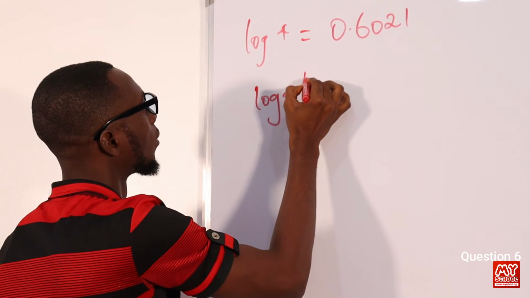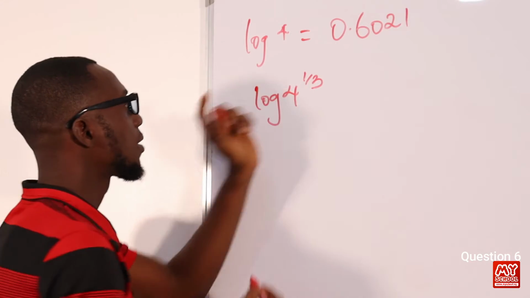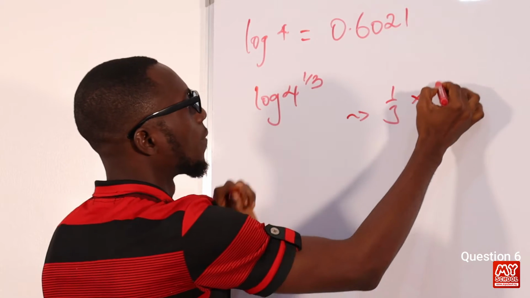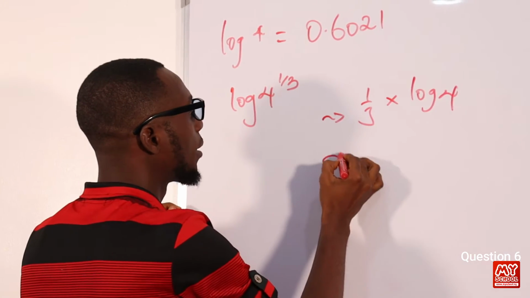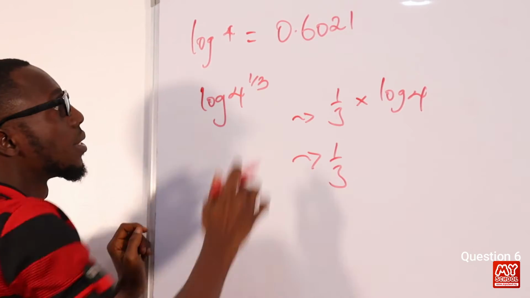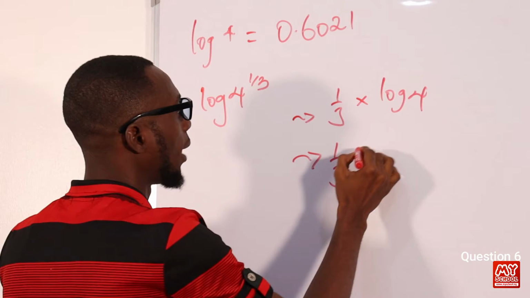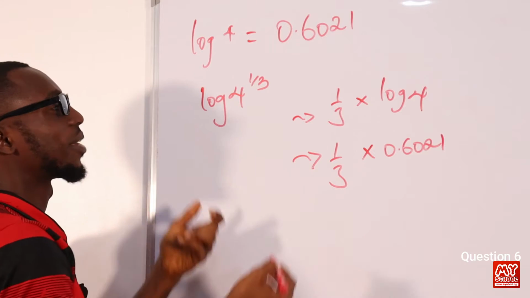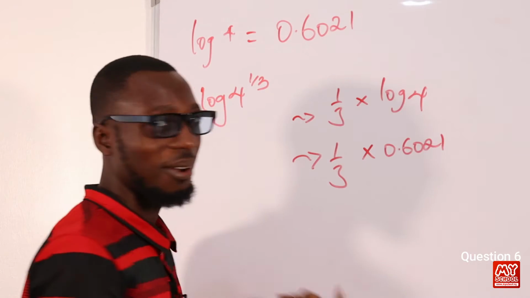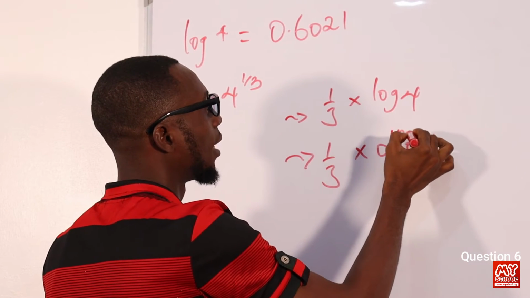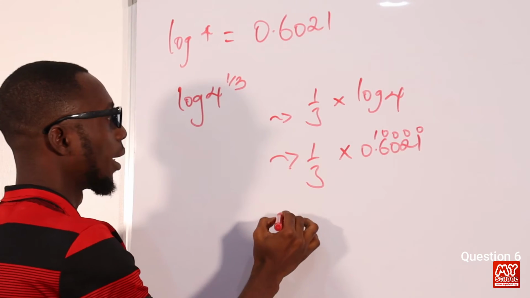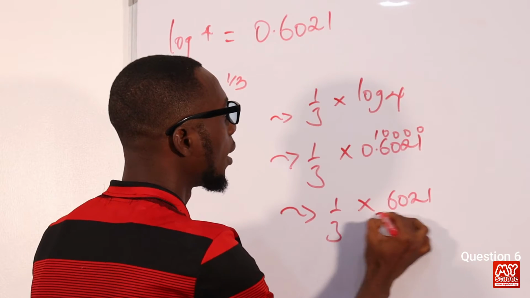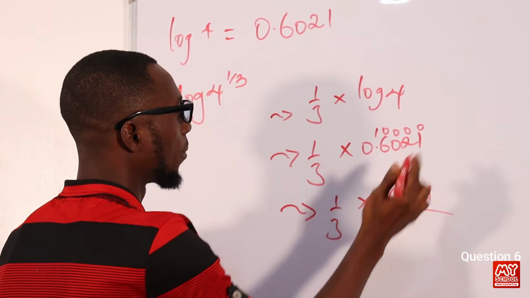Okay, this is base 10. All right, what this means is 1 over 3 times log 4. And we have been told that log 4 is 0.6021. Alright, so that will be 0.6021. So we can decide to use the method we are accustomed to. This is 1, 2, 3, 4. Okay, so I have 1 over 3 times 6021 over 10,000, this is 1, 2, 3, 4.